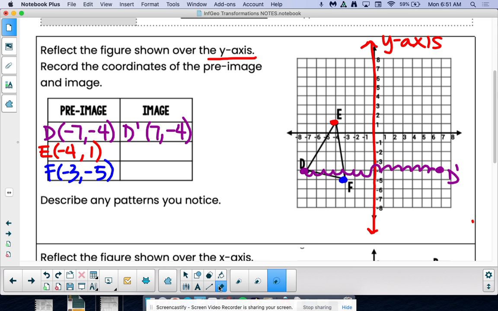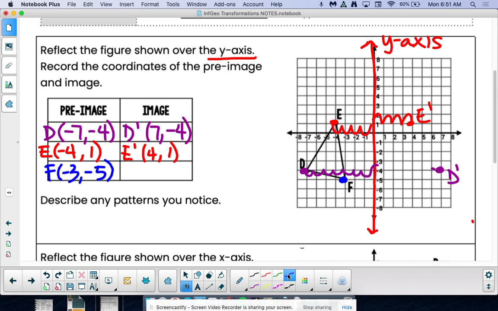Now I'm going to erase my little counting marks just so it's clean for my next one. Okay, now let's do E. How far away is E from our line? 1, 2, 3, 4. So now we have to go 4 the other way. 1, 2, 3, 4. So there's E prime. E prime is at 4, 1.